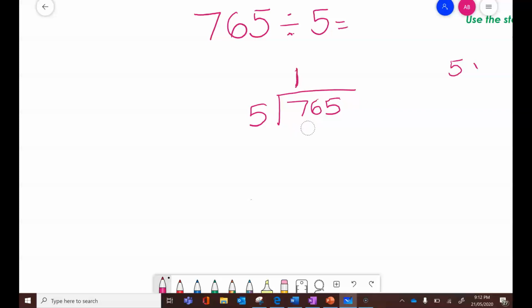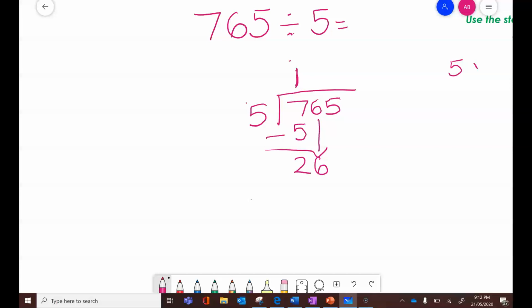And when I do my multiply, 1 times 5 is 5. So I'm going to take away 5 because I've used that up to make a group. So now what do I have left? Well, I have 7. Take 5 is 2. Then I'm going to bring down my 6. And that's the number that I'm working with next.